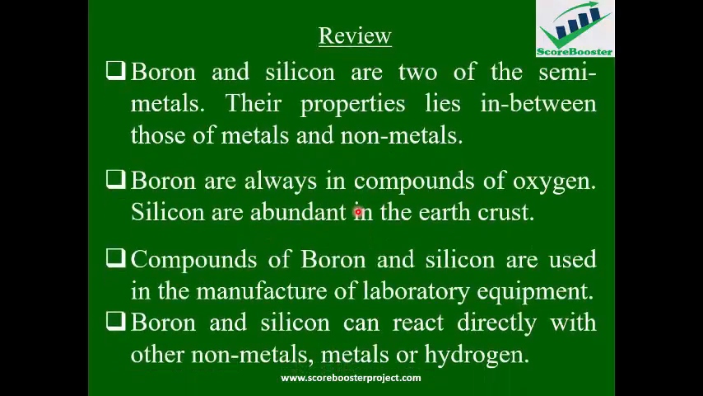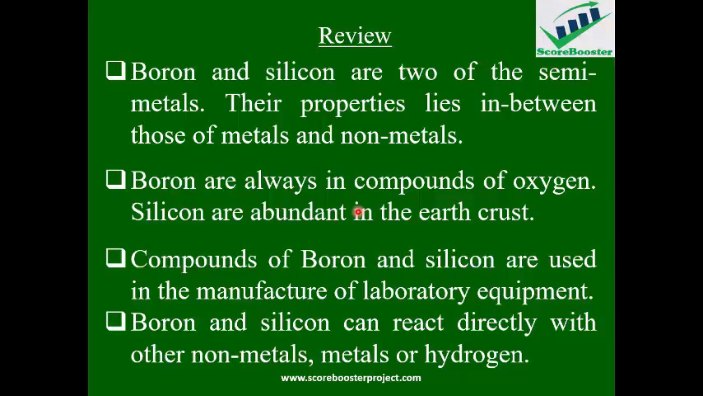Hope you are able to get the little message we are trying to pass. We don't really have questions on this, but before we go, let us have a quick recap of what we have talked about. Silicon and boron are semimetals. They are metalloids, so their properties are in between. They are sandwiched between those of metals and non-metals. They don't exist as elemental boron or silicon. Instead, they have compounds of oxygen. Silicon is very abundant, while boron is scanty in nature.